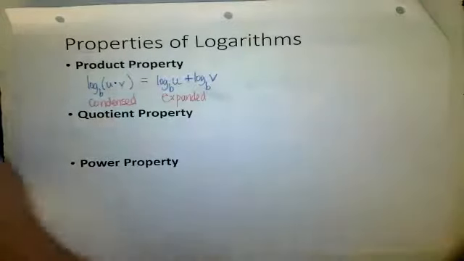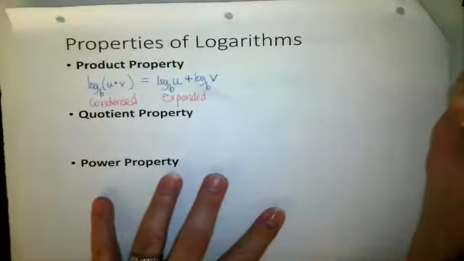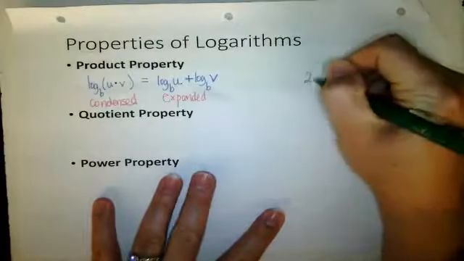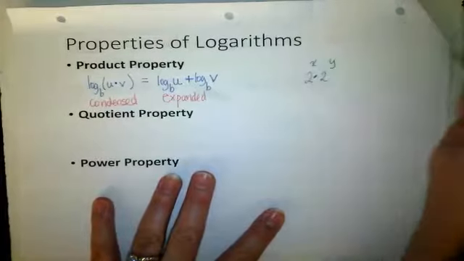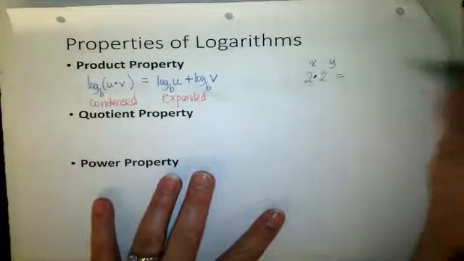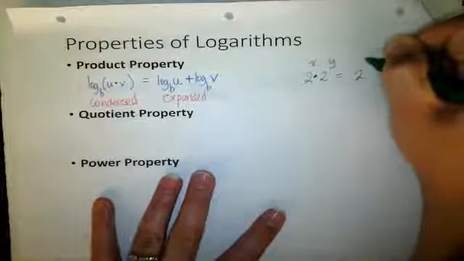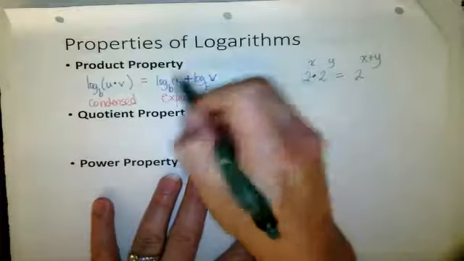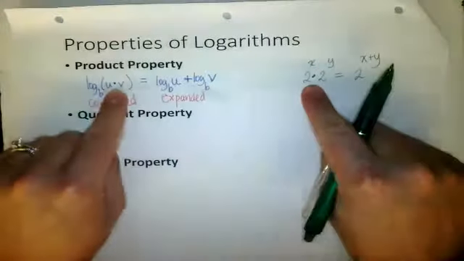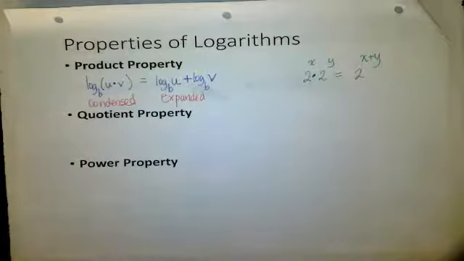So where does this come from? What's it related to? Well, it's related to exponent properties. If we have a product of exponents, 2 to the x times 2 to the y, these have the same base. What are we allowed to do? Add the exponents. So we get 2 to the x plus y. So we can add our exponents and we can add our logs. And so they're very closely related when we have a product with the same base. They're all related to these exponent properties.